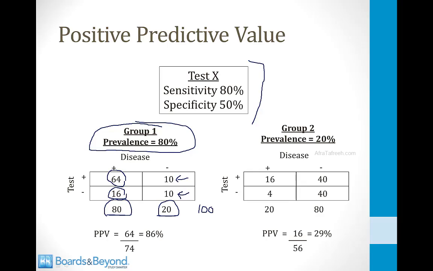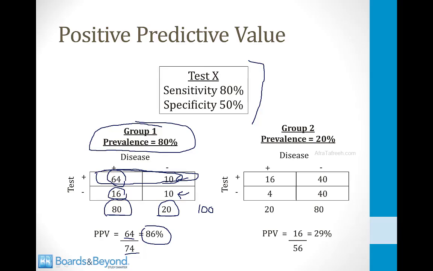Now we have all the numbers in our 2 by 2 table to go ahead and calculate the positive predictive value. So positive predictive value is the top row, and the trues go on top, so 64 true positives on top, divided by the total number of patients in the top row, which is 74 on the bottom, and that works out to 86%. So the positive predictive value in group 1, where prevalence is 80%, is 86%.